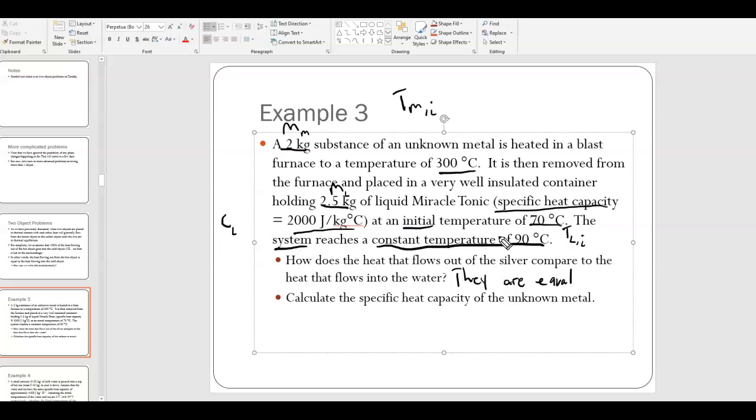In other words, they're saying that the system eventually reaches thermal equilibrium, meaning the miracle tonic and the metal have the same temperature, and so this is actually going to be the final temperature, and we're going to call that TF. Now, I'm not going to call that TMF and TLF because they're in thermal equilibrium. They're going to be the same value, right? That's the point of being in thermal equilibrium. They have the same final temperature. So this is just going to be my TF. My goal is to find CM, the specific heat capacity of the metal.